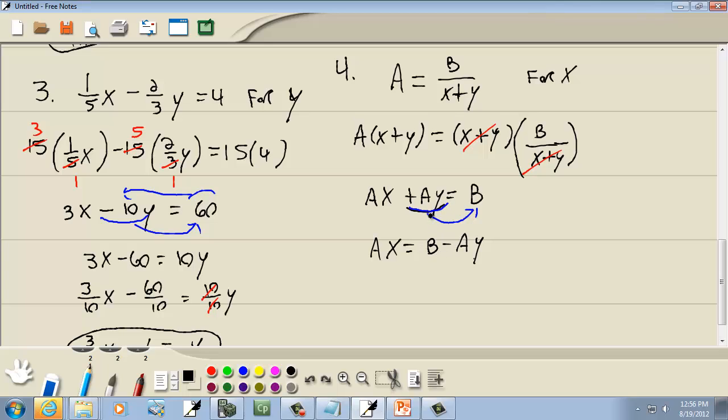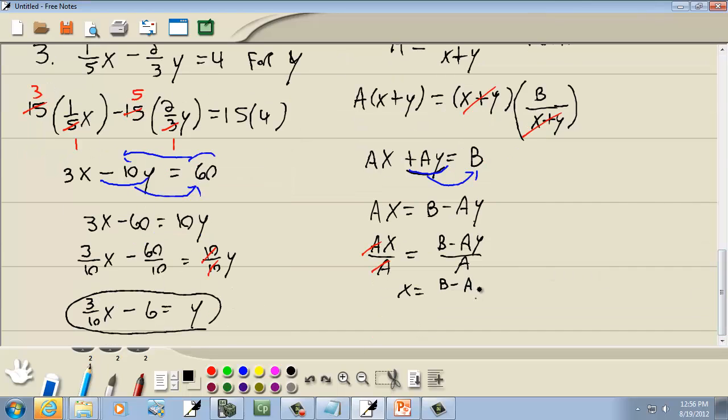Okay, so that was step 3. Step 4, if the variable you're solving for is in 2 or more terms, it's not. Step 5, divide both sides by what's in front of the variable you're solving for. There's an a in front of it. So I'll divide both sides by a. And these a's cancel here. And we get x is equal to (b minus ay) over a. And that's our answer.